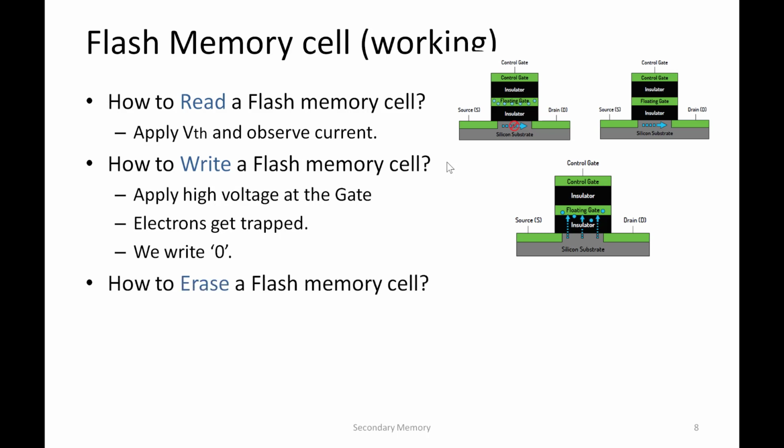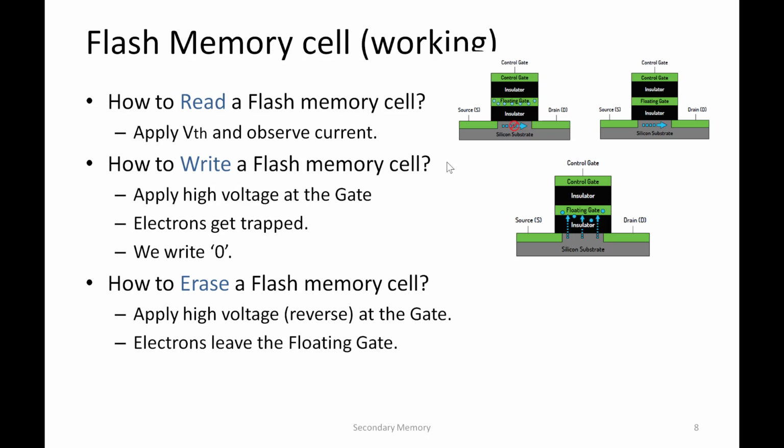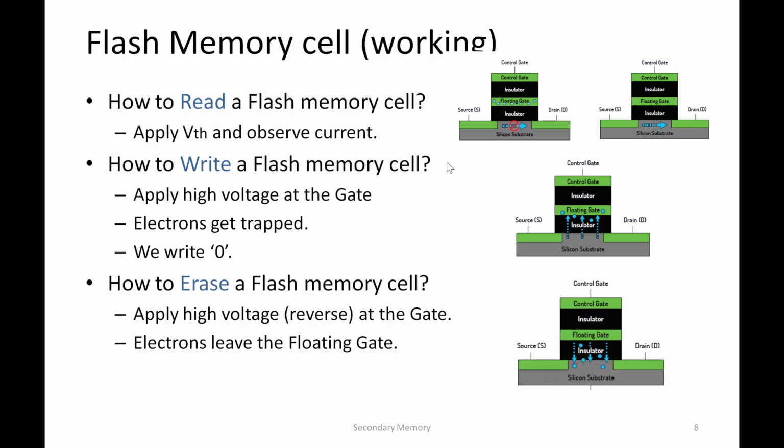How do we erase a flash memory cell which has been already written to? We need to apply high voltage at the gate again, but in the reverse direction, so that all the electrons leave the floating gate. So here we interpret it as 1.